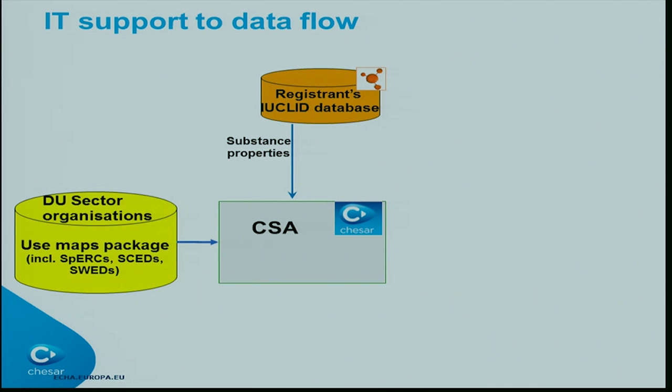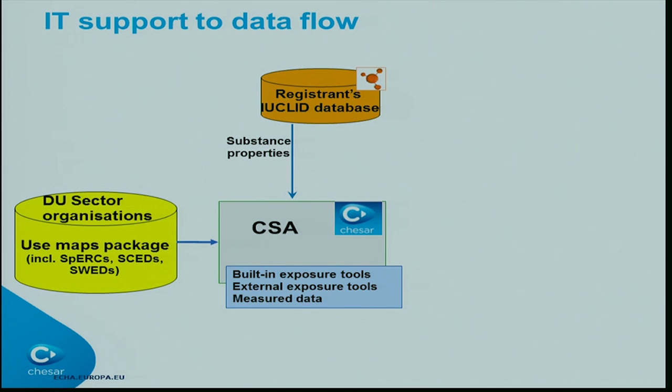So then, to carry out the CSA on the basis of these two types of information, there will be a need for exposure estimation data. This may be obtained either by exposure tools, which are what we call built-in Chesar, and this is the ECHA Tier A tool.